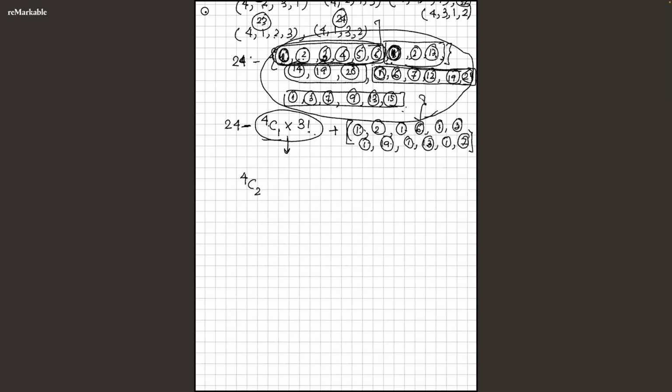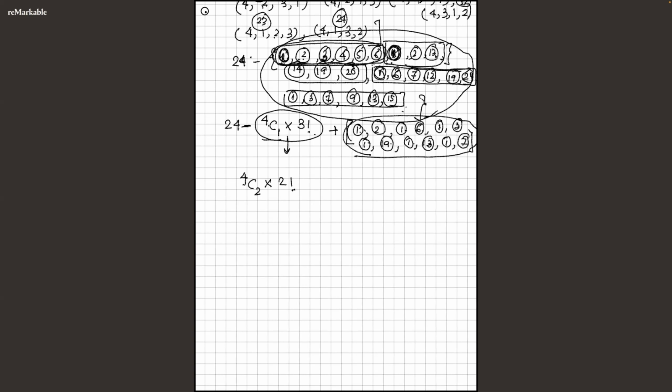Are you with me? Yeah. And you do not know what happened to the other 2 houses. They may or may not have got their own letter, right? So that should be arranged in 2 factorial ways. What is the value? 4 choose 2 is 6. 6 times 2 is 12. And those are the 12 elements, right?